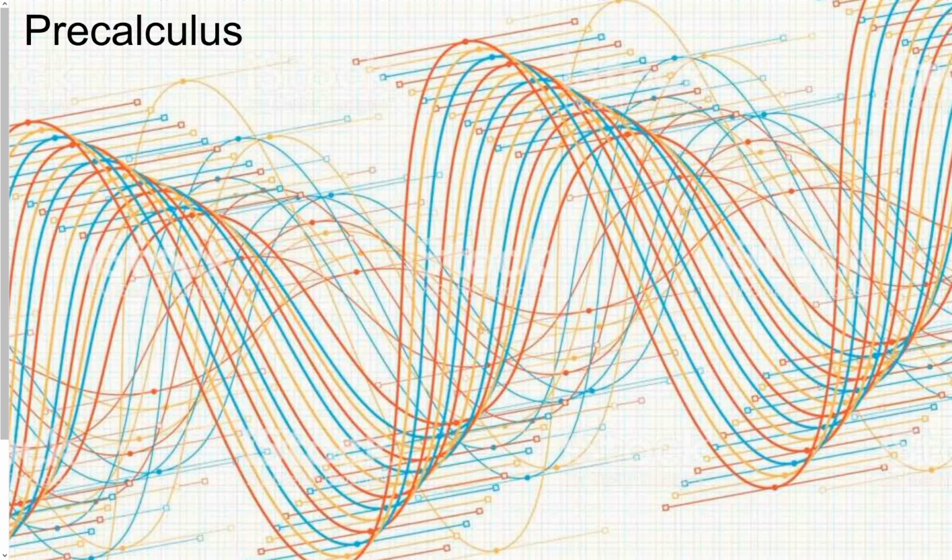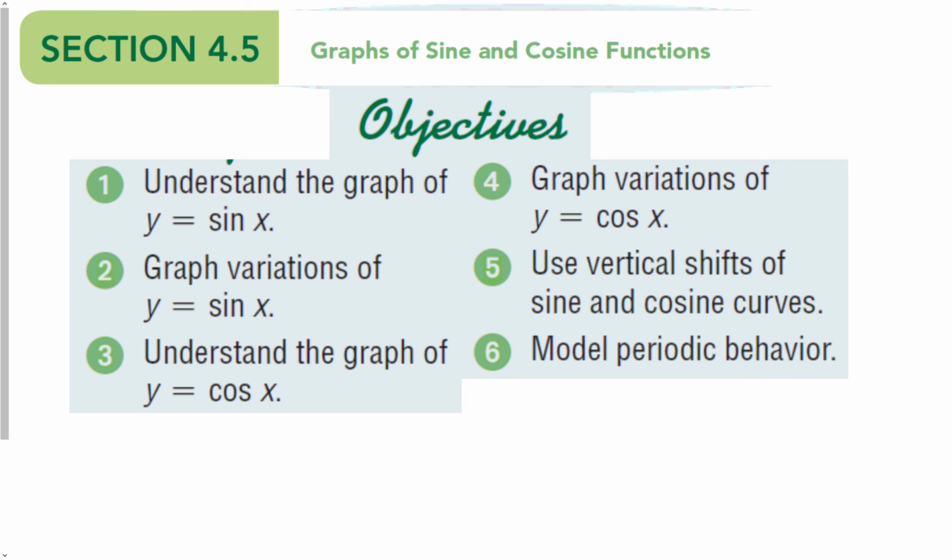Welcome to Online Precalculus. Today, we are going to be covering section 4.5, graphs of the sine and cosine function. Our objectives for this section are pretty simple. We're just going to understand the graphs of sine and cosine, and then all the variations of the graph of sine and cosine. That includes stretches, compressions, horizontal shifts, vertical shifts, and reflections.